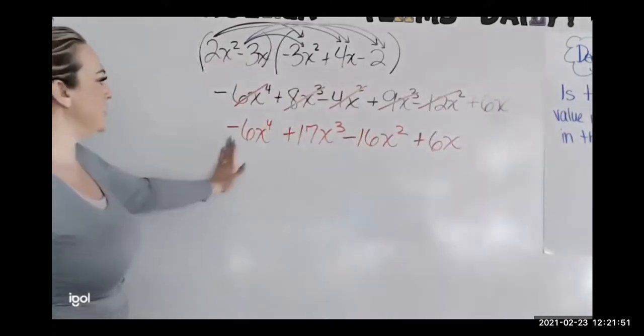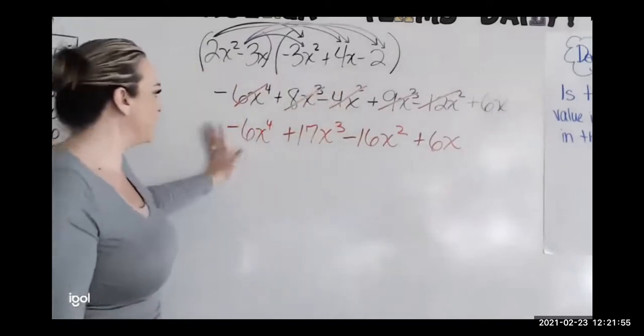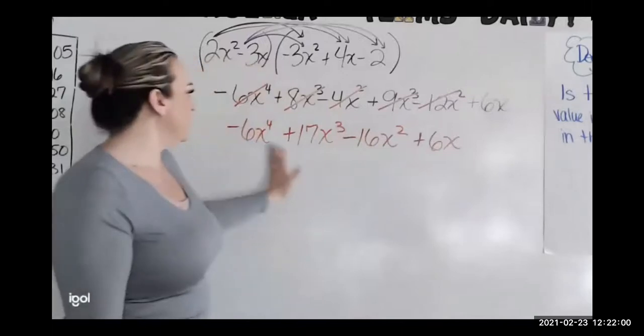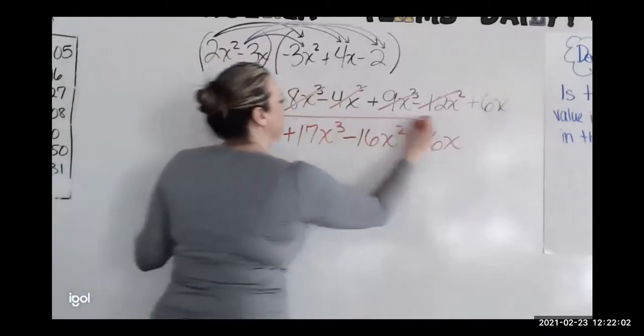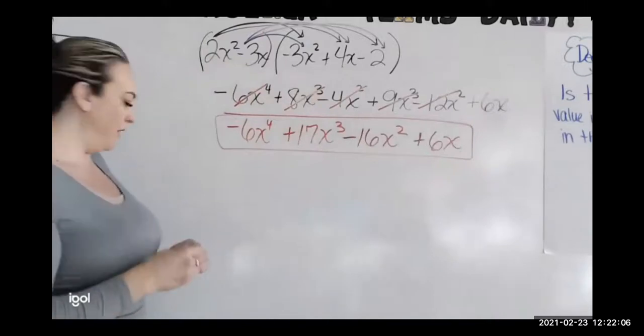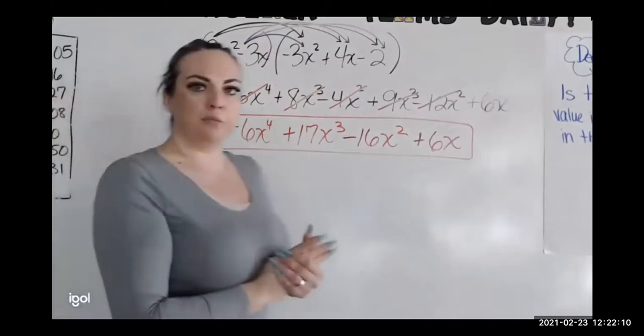We double check to make sure it's written in standard form, that we're going from the highest power to the lowest power, and we're good. We have no other like terms to collect and combine, so that's our final polynomial. And that is how we multiply polynomials.